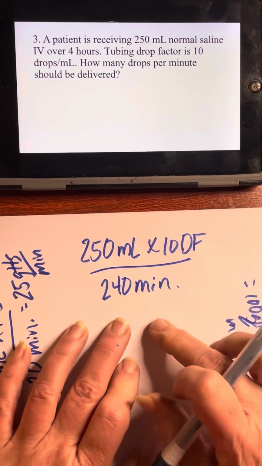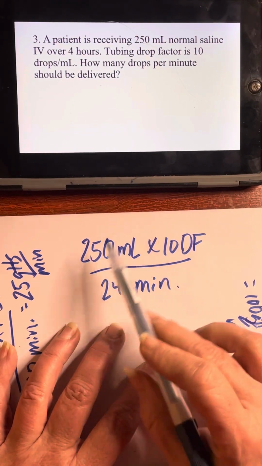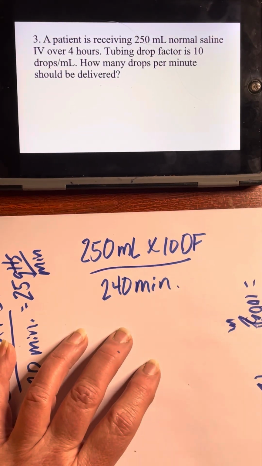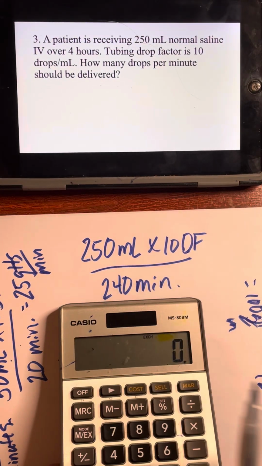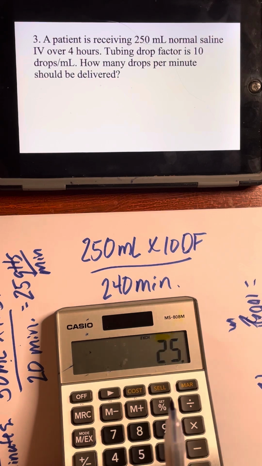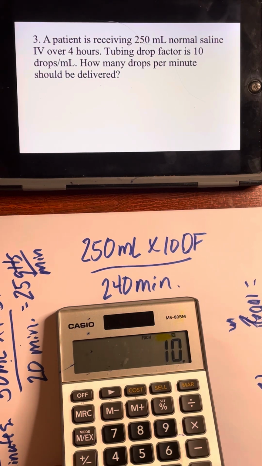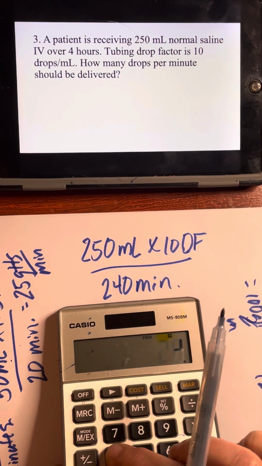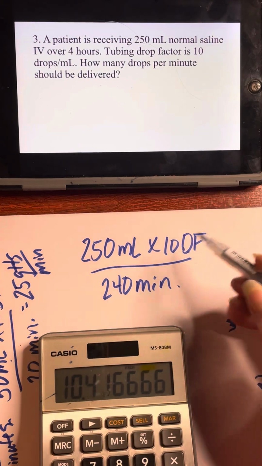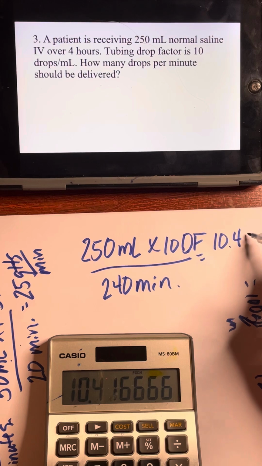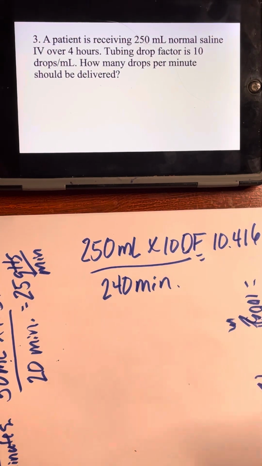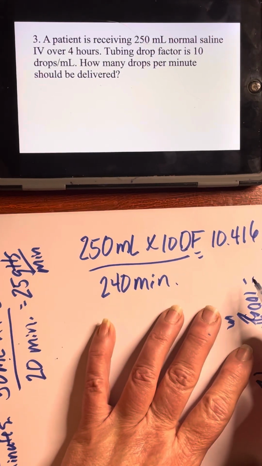Now, we've set our problem up. She wants to see your work. Tell her, put her glasses on and take a gander, Ethel. Okay, and then we're going to do the math. That times that divided by the other thing. 250 times 10 equals, divided by 240 equals 10.416.